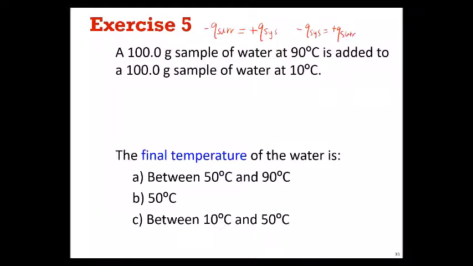In this case, we're taking 2 cups of water, a 100-gram sample of each, or 2 beakers of water. One has been heated to 90 degrees. The other one is at 10 degrees, so it's been cooled. Taking the 2 of them and putting them together, okay? So, thinking about this, the final temperature of the water, is it between 50 and 90? Is it right at 50, or is it between 10 and 50? Any ideas here?